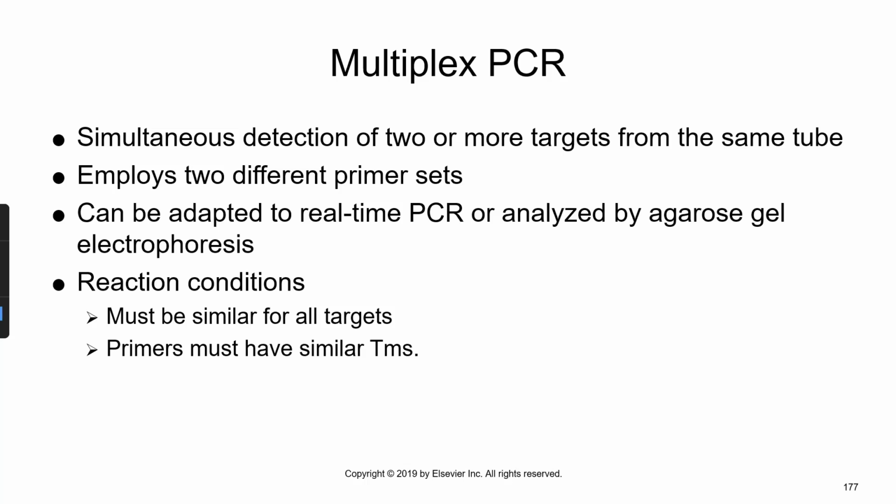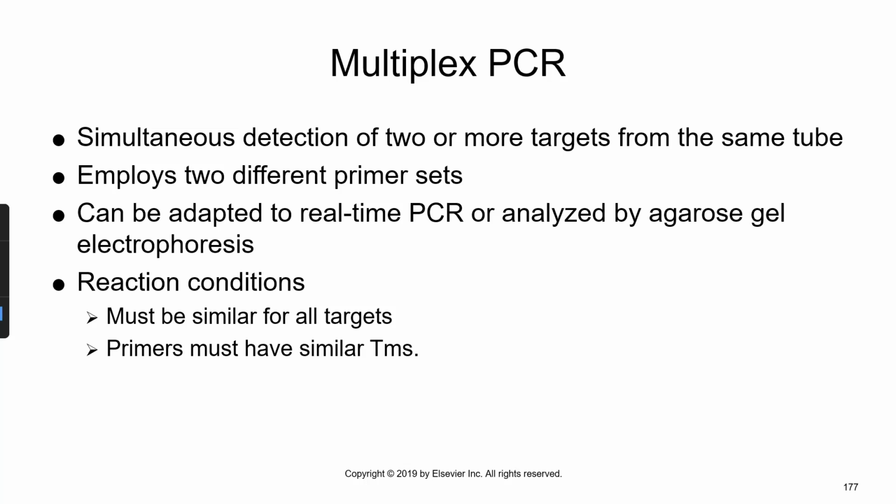Now we have primers for each one of those top 10 respiratory pathogens. Because we have multiple primers in there, we can identify 2 or more targets from the same tube. It employs different primer sets: these primers for this pathogen, these for this pathogen, these for this pathogen. So if one of those 10 pathogens happens to be present in that specimen, the PCR will amplify it, and you will be able to see the results of that.